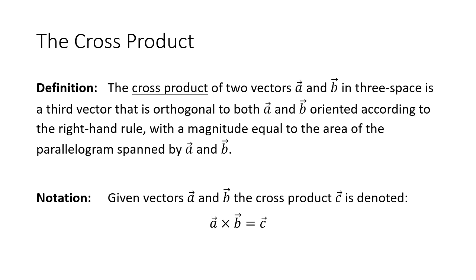And the magnitude of the vector created by the cross product is going to be equal to the area of the parallelogram spanned by the original vectors A and B. So again, we're going to be building more parallelograms based on vectors as well.